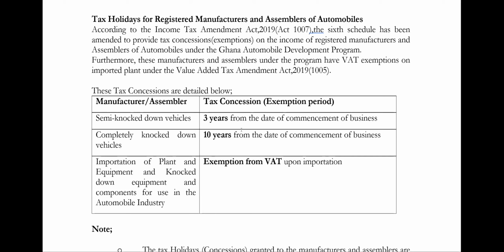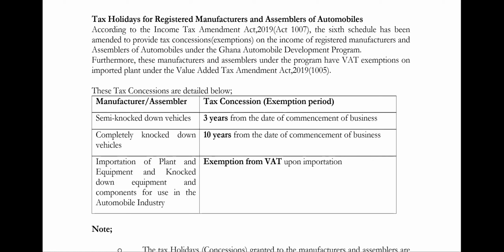And also when you import plant and equipment for the knockdown activity, those plants and equipment will be exempt from VAT upon importation. Are we okay? I hope this one is easier to remember, in case it pops up in a question. Too easy. 3 years semi-knockdown, 10 years completely knockdown. The knockdown equipment or machinery that you import is completely exempt from VAT. Even if this law was not passed, this plant and machinery that was imported would still be exempt from VAT. If you visit the first schedule of the VAT Act, paragraph 16, it tells us that when you import machinery for manufacturing, and this is also some sort of manufacturing, right, it will still be exempt from VAT anyway. So whether this was passed or not, it would still have been exempt, provided we comply with that section of the law. Okay, then.